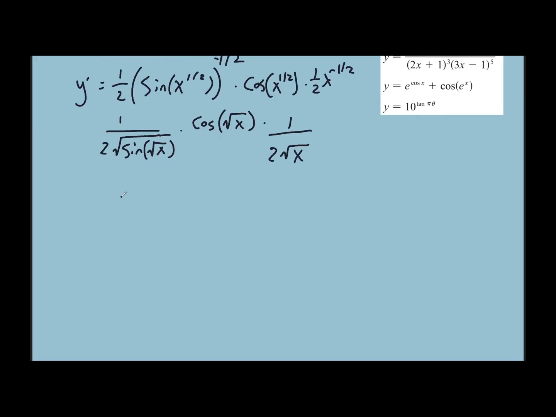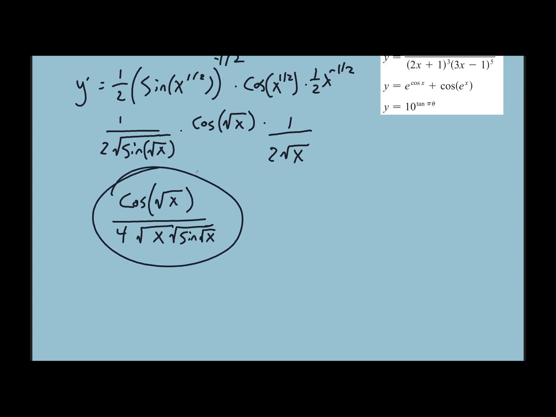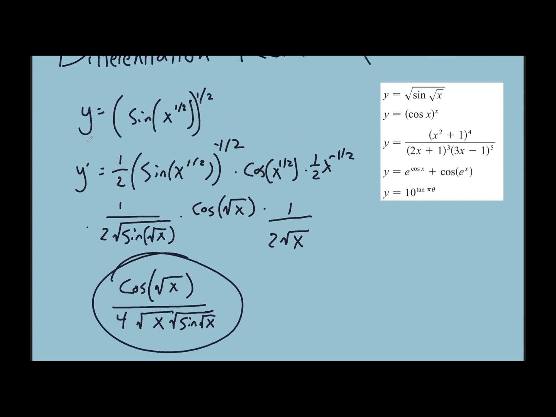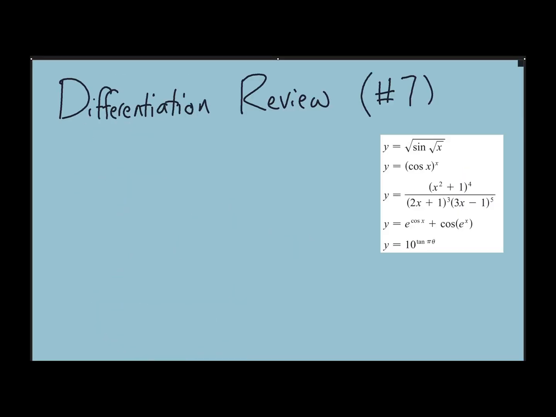So if I condense this, you're going to get cosine root x on top, and you're going to get 4 root x root sine of root x. Now, can you combine the roots? I'll let you decide whether or not. This is the answer here. So the first one's not too bad.